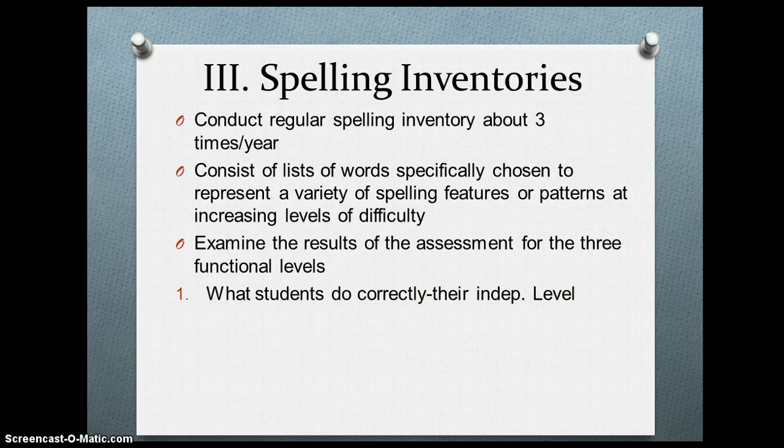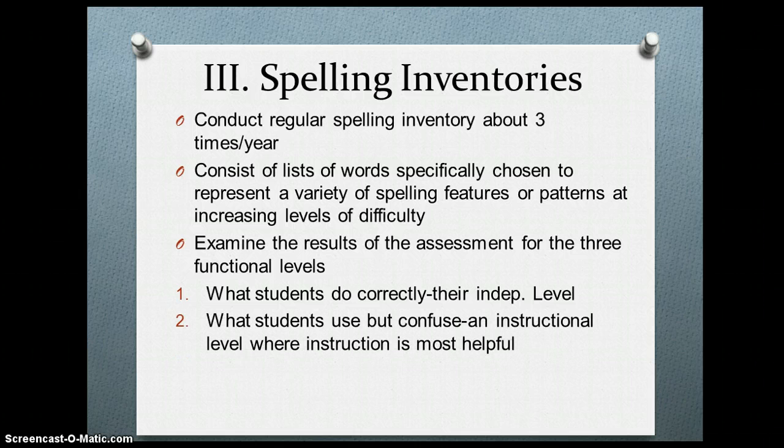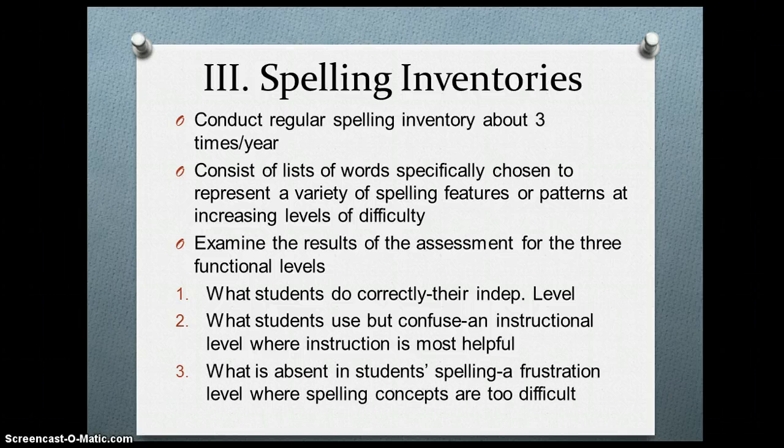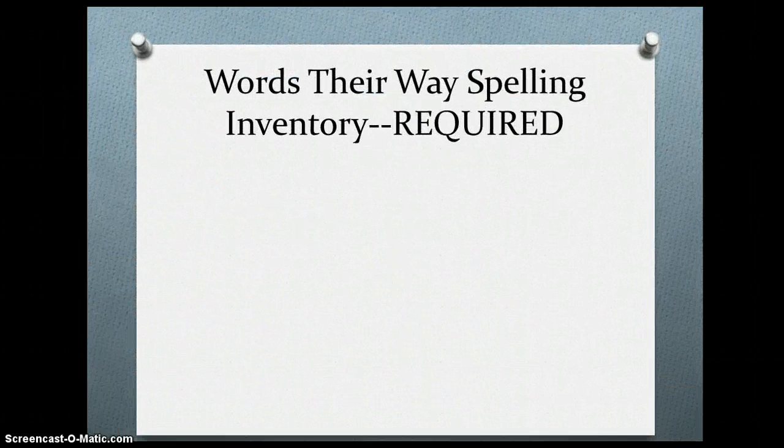What can students do correctly? That would be their independent level. What students use but confuse, that would be their instructional level, where you would want to provide instruction. And then what is absent in student spelling, that would be their frustration level, where spelling concepts are too difficult. So just like you can use a running record with a comprehension measure to determine the student's reading level, you can also use a spelling inventory to determine their spelling level: their independent level, instructional level, and frustration level.